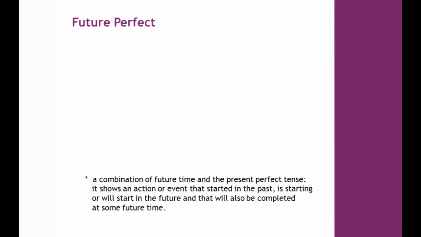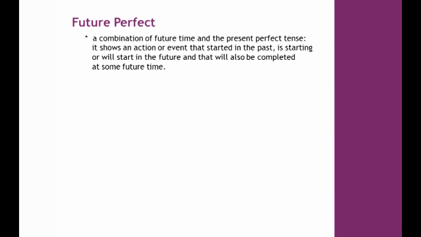Oh, the third one is future perfect tense. This is a combination of future time and the present perfect tense. It shows an action or event that started in the past, is starting, or will start in the future, and that will also be completed at some future time. So meaning there is a continuity, but the continuity would be in the future time.